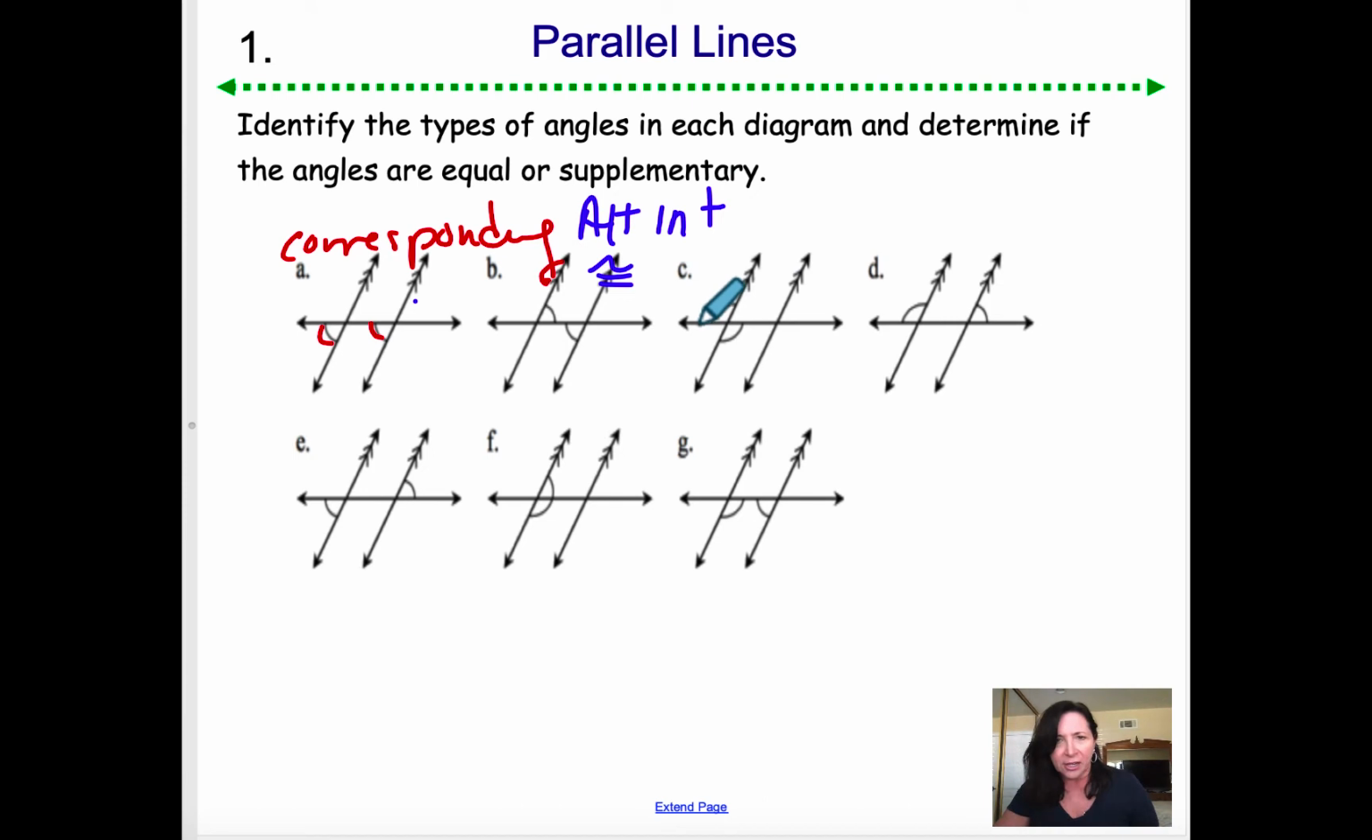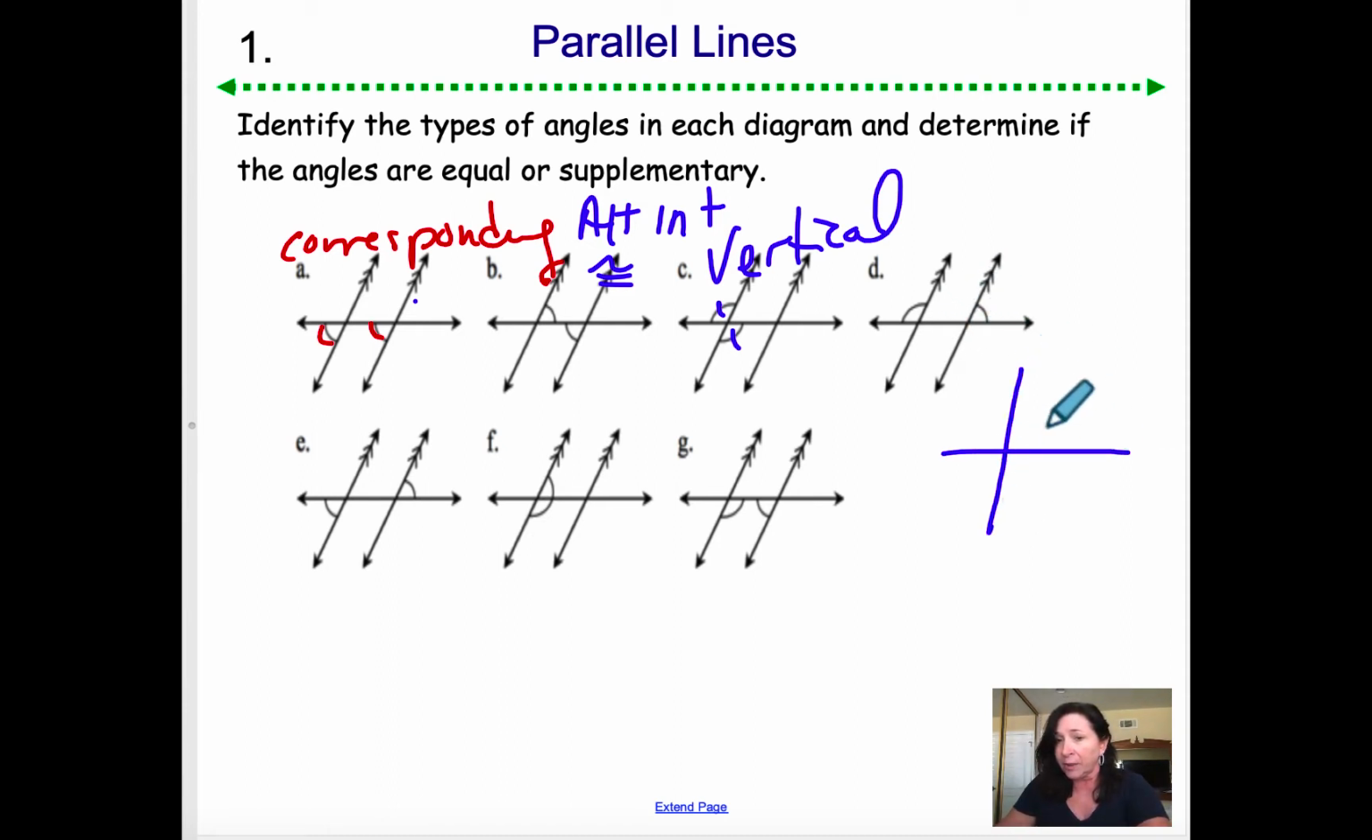These two angles right here, you don't necessarily have to have parallel lines to have these two angles congruent. These two angles are congruent. We call these angles vertical angles. These two angles here, definitely not congruent unless my two parallel lines that are cut by a transversal are perpendicular, in which case then they would be congruent and they would be 90 degrees. However, it doesn't say that they're perpendicular, and therefore they would be supplementary and not congruent.